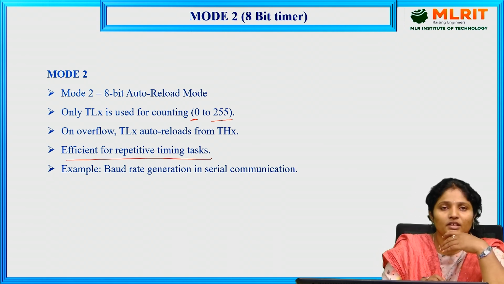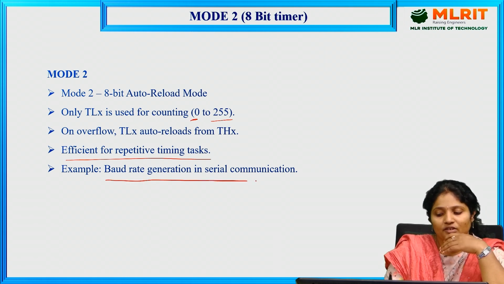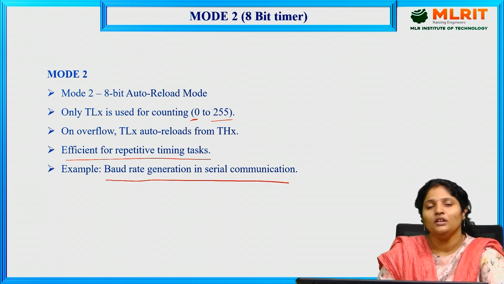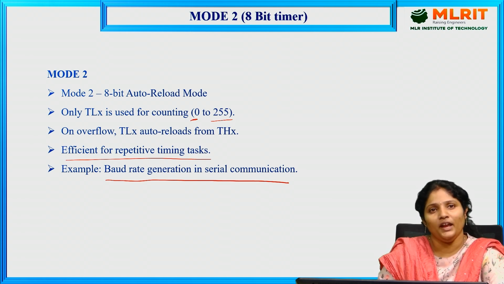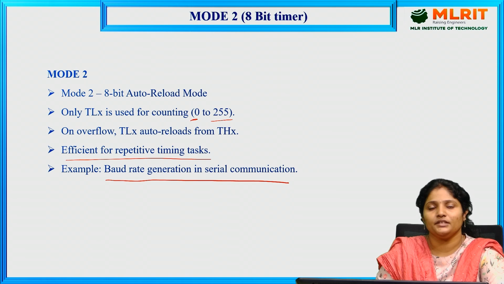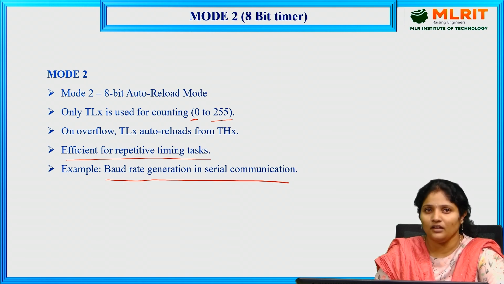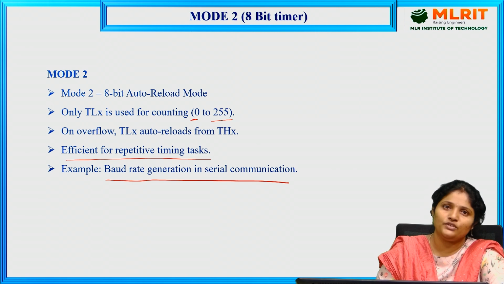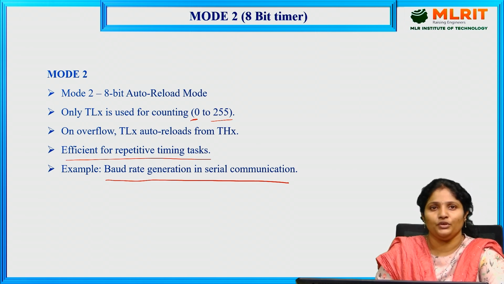For baud rate generation in serial communication, as I already told you in the previous video, most of the cases mode 2, the 8-bit auto-reload register, will be used for setting the baud rate. For communication purposes, the 8051 has an 8-bit communication register, so for that we need to set the baud rate. How will we set the baud rate? By using timer 1 in the 8051 in mode 2, right?